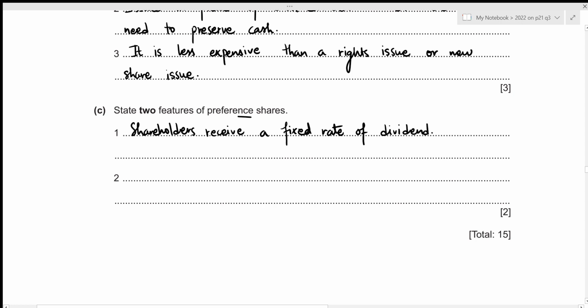And the other difference between our ordinary shares and preference shares is that ordinary shareholders have voting rights. But in case of preference shareholders, they do not get any sort of voting rights. So that is also a feature. Let's write it down. Shareholders have no voting rights. Alright, this concludes the third part of this question as well as this entire question number 3 of 2022 October-November paper 2-1.